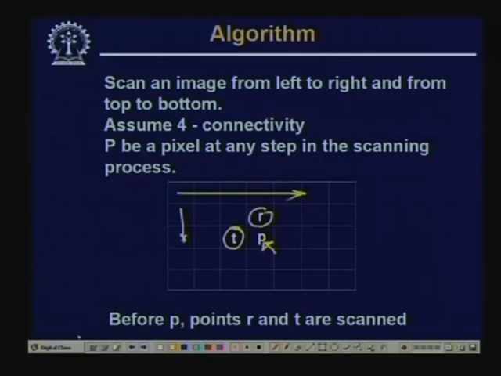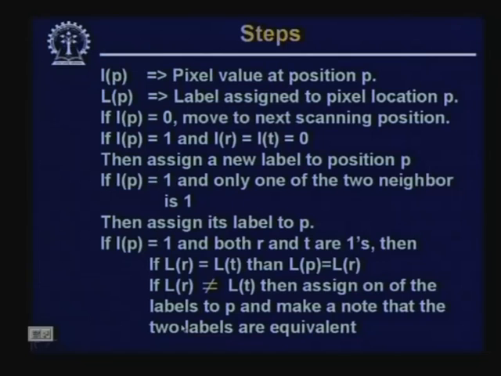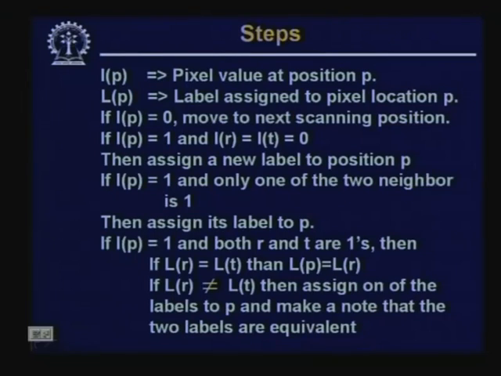So, here our labeling algorithm will be like this. If I want to label the point P, I assume that IP is the intensity at the location P, and LP is the label assigned to the pixel at location P. Now, obviously, if IP is equal to 0, that means point P belongs to the background, so I do not need to label that particular point P. Similarly, I move to the next point following the same scanning order. But if the intensity at point P is equal to 1, then I have to label that particular point.